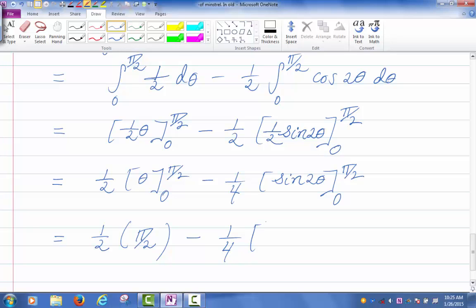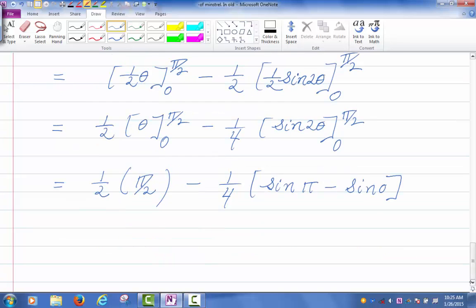What is, if I plug in pi over 2, what do I get? I get sine pi minus sine 0. Can someone tell me what I get at the end? I'm getting pi over 4 here. And what am I getting from the brackets? 0. Sine pi is 0, sine 0 is 0. So pi over 4 is the answer.